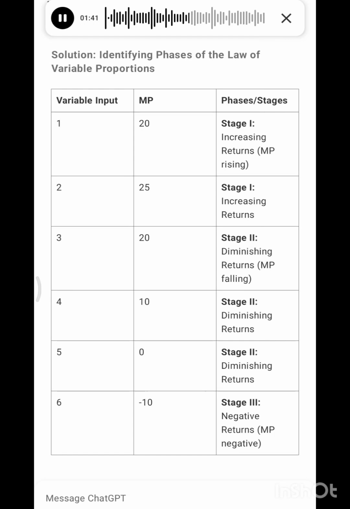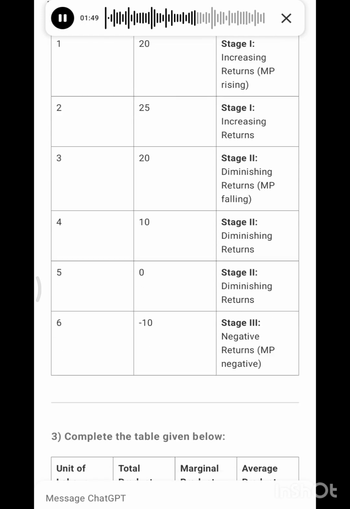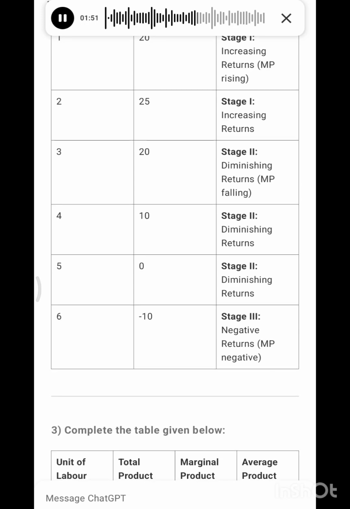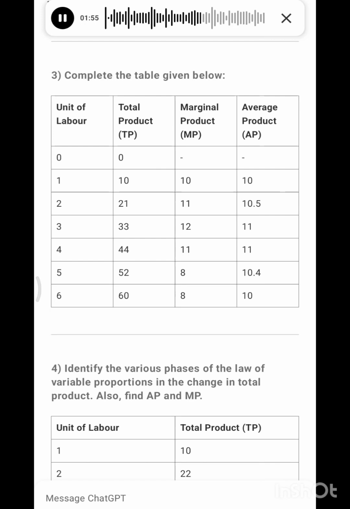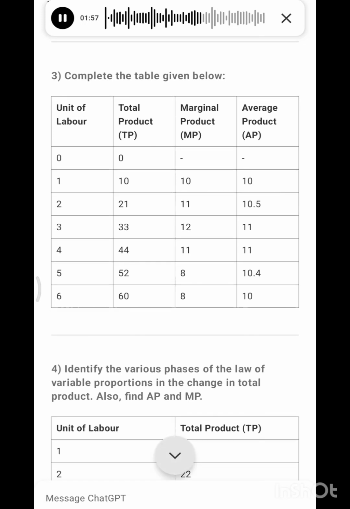3. Complete the table given below. Unit of labor, total product TP, marginal product MP, average product AP: 0, 0, 0, 0; 1, 10, 10, 10; 2, 21, 11, 10.5; 3, 33, 12, 11; 4, 44, 11, 11; 5, 52, 8, 10.4; 6, 60, 8, 10.